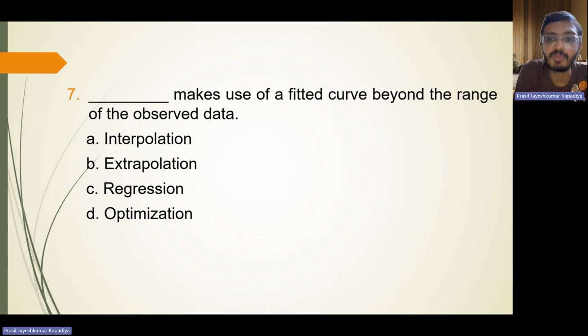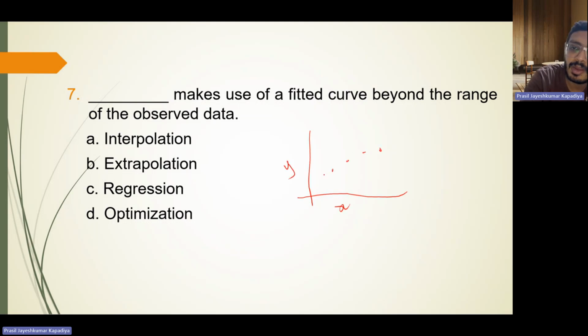Blank makes use of fitted curve beyond the range of the observed data. So let's say I'm having this curve, some x versus y. I have these data points and I have developed this curve. But let's say I want to find the value of y at this x. So what is this called? If I want to find it here, that is called interpolation. If I am fitting this curve, it is called regression. I am not optimizing anything, but if I am finding it out of my range, then it is called extrapolation. Okay, so the correct answer is extrapolation.